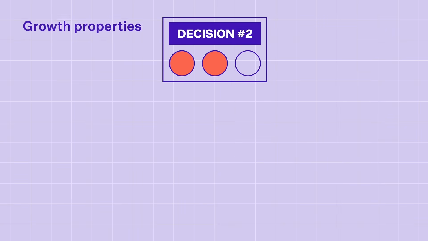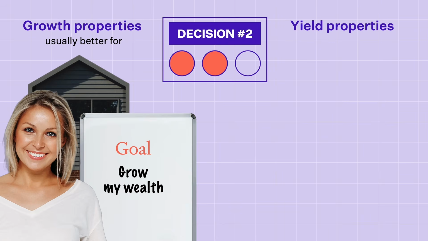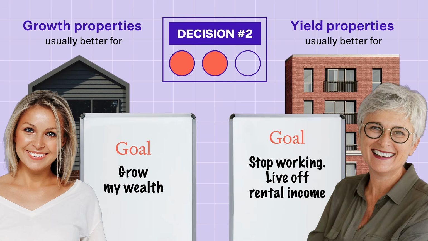And that takes us to decision number 2, which is whether you want a growth property or a yield property. Now, growth properties tend to go up in value faster, but they don't have as good cash flow. They're typically maybe a house or a townhouse in a good growth area, and they are generally a better fit for younger investors under 55 who want to grow their wealth. A yield property, on the other hand, doesn't go up in value as fast, but it gets a really good rental return. These might be apartments or multi-income properties, maybe even boarding houses, and these work well if your goal is to stop working and just live off the rental income today.